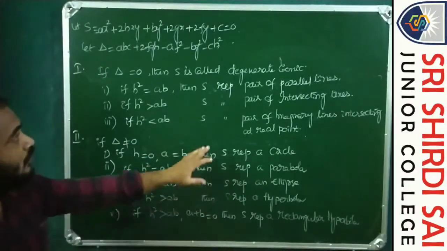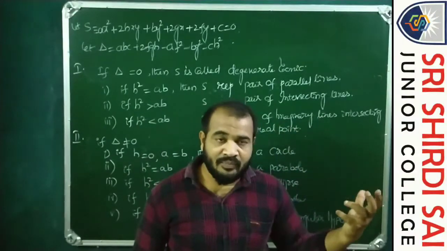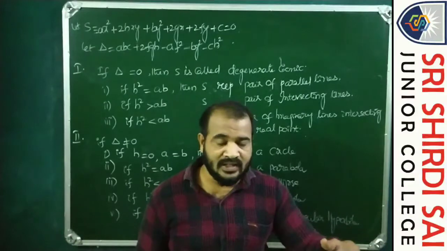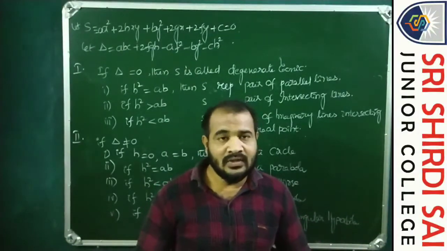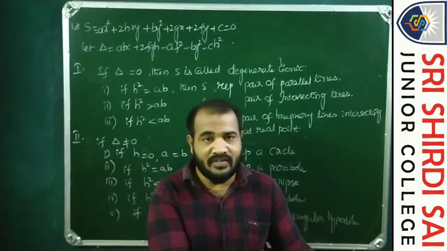So earlier, on the basis of E, whether E is greater than 1, less than 1, equal to 0, E tending to infinity, etc., on the basis of that, we have discussed the behavior of a conic.